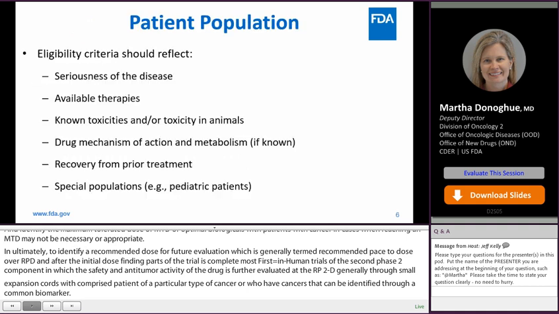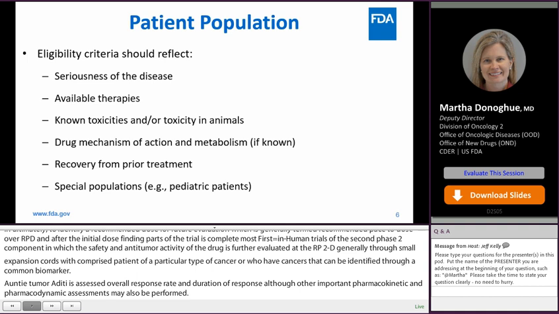The eligibility criteria for first-in-human trials identify the patient population that will be enrolled. Most commonly, first-in-human trials enroll patients with cancer, not healthy subjects, although occasionally first-in-human trials will evaluate a very low dose of a candidate anti-cancer drug in healthy subjects. During this talk, I will focus on first-in-human trials that enroll patients with cancer.